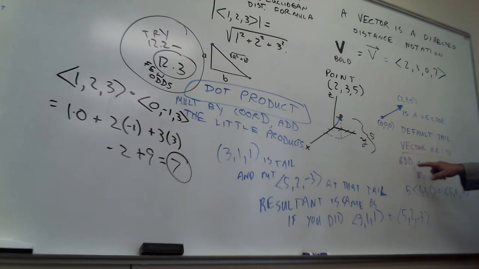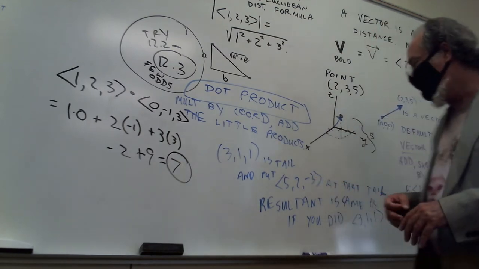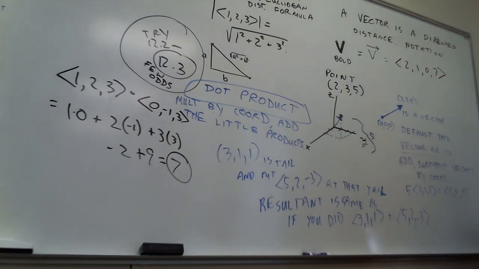you can add and subtract vectors, but you just do it by coordinates. So I don't have an example up here, but if you add just the first coordinate to the first coordinate, second coordinate to the second coordinate, third coordinate to the third coordinate, that's your new vector. There's a geometrical meaning to it. You can also multiply by a constant.